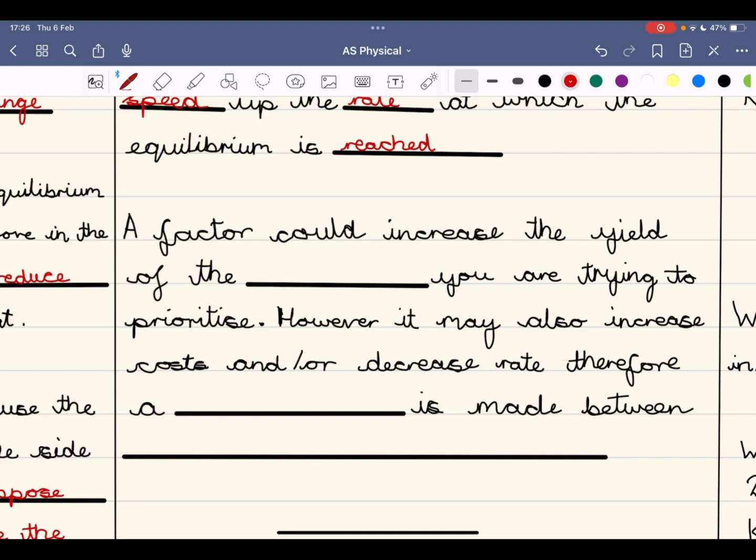A factor could increase the yield of the substance you're trying to prioritize. However, it may also increase costs and or decrease rate. Therefore, a compromise is made between yield, rate and costs.